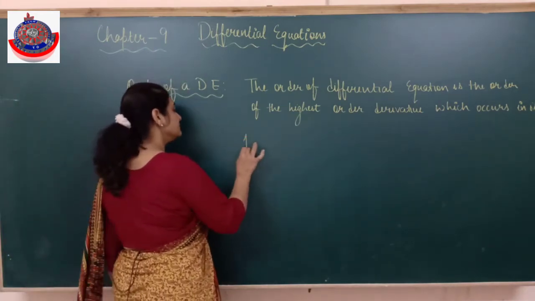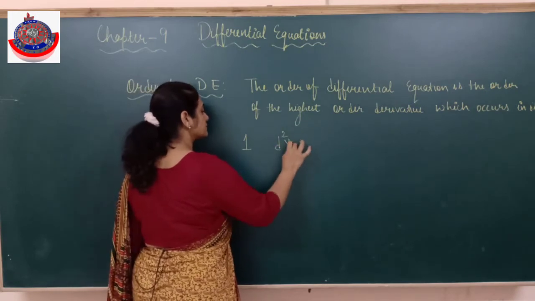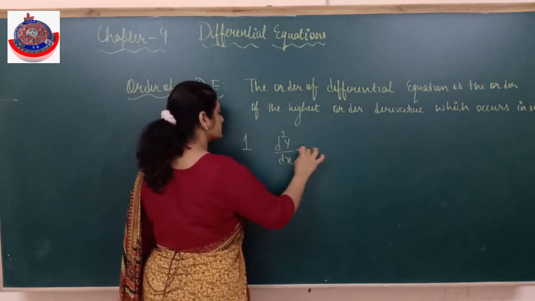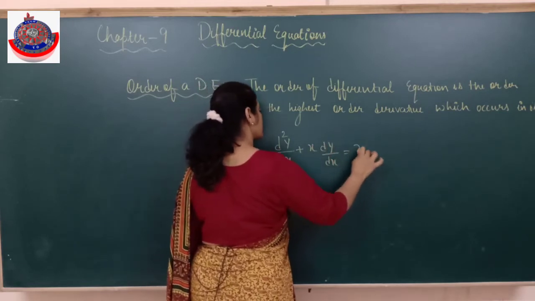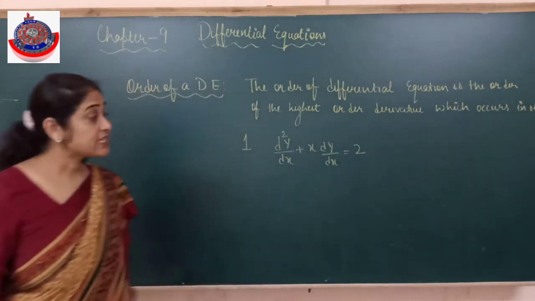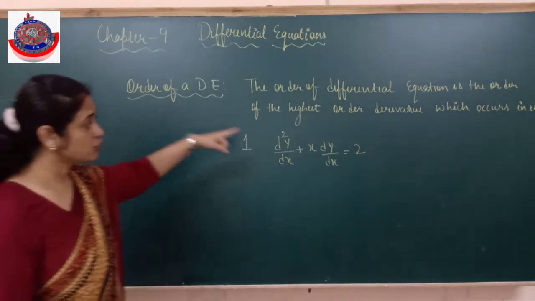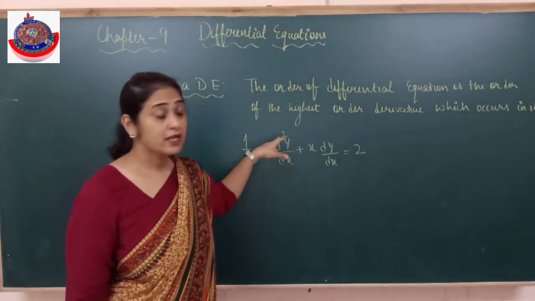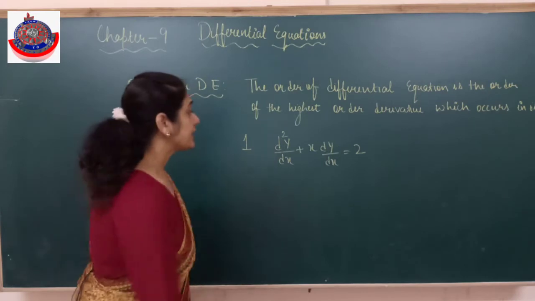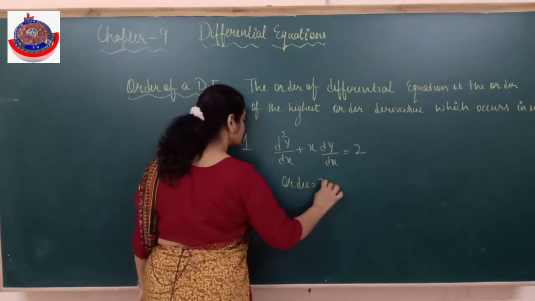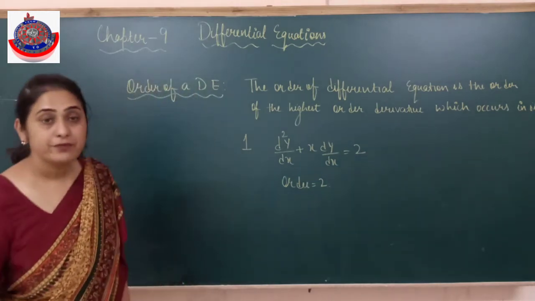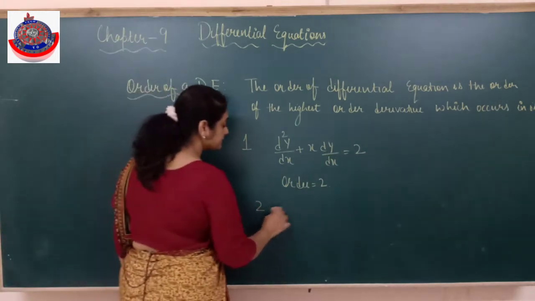Suppose I have this. Which is the highest order derivative? 2. Second order derivative that you have done. Alright, 2. So that is what is the order of this? It is 2. Clear?